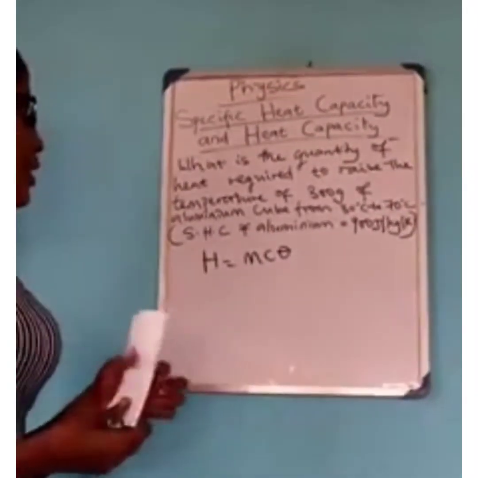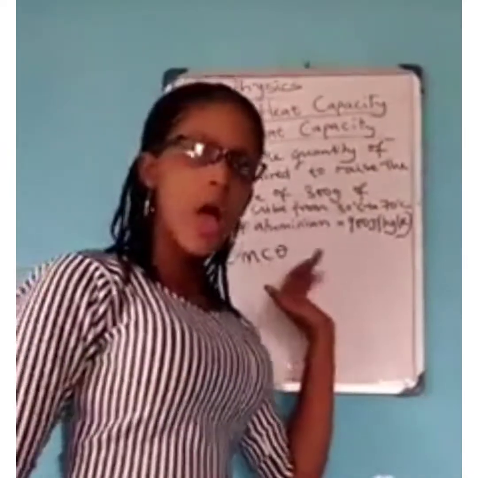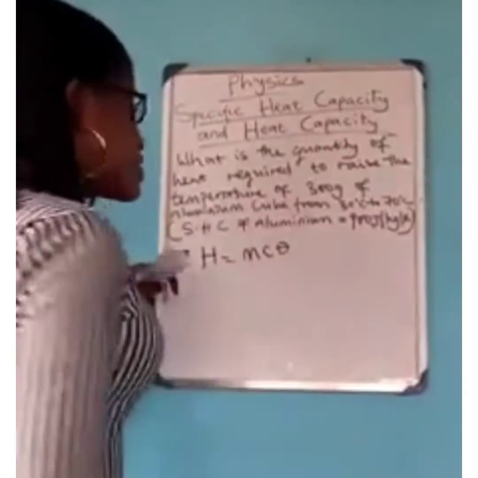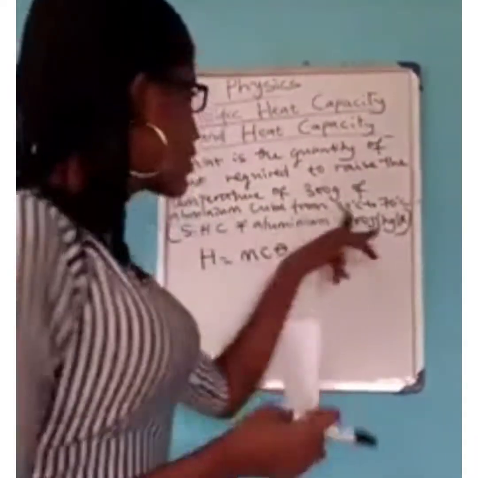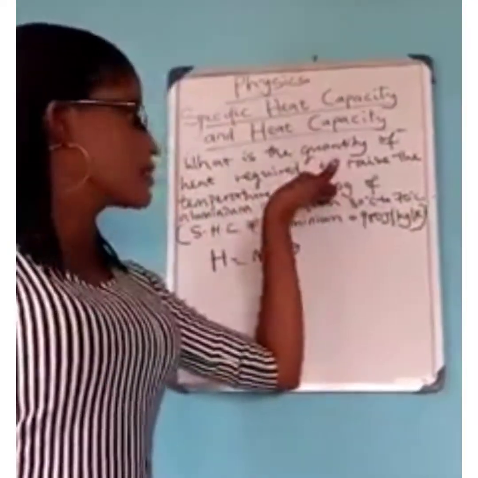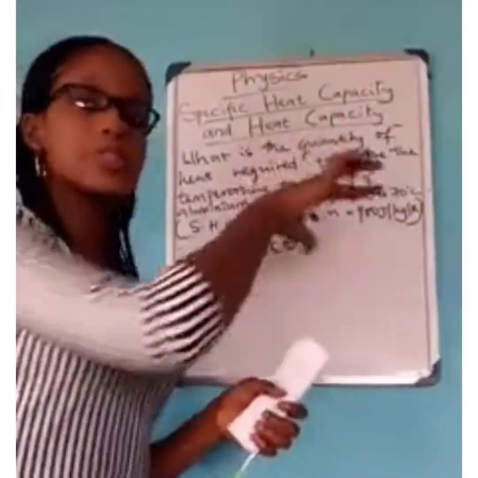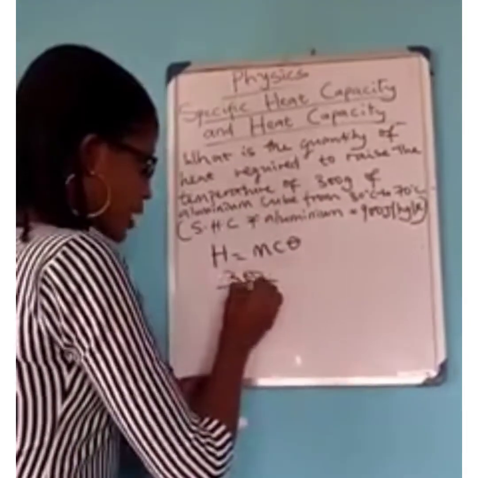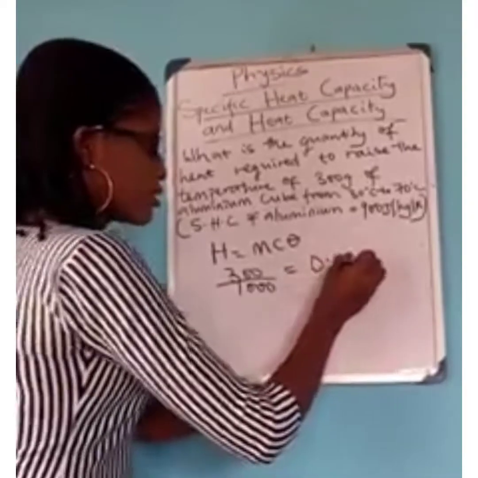So you can see that from here, we are given our mass, we are given specific capacity, and we are now given what? Temperature change. So all we are asked to find is just heat. And then we can see from the SI unit, the mass is in what? Kilogram. While we are given our mass in gram. So you can simply convert this 300 gram to kilogram. Converting 300 gram to kilogram, you divide by 1000, that gives you 0.3 kilogram.